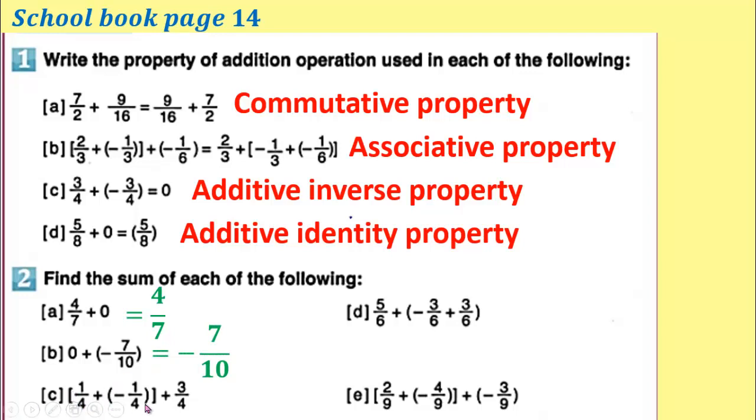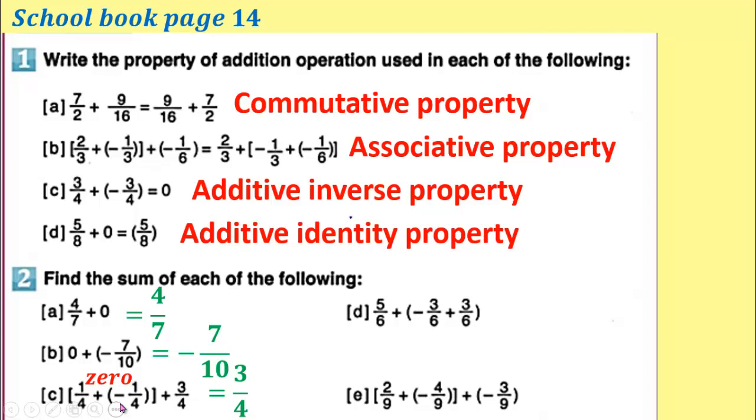Quarter plus negative quarter, they are grouped together, plus 3/4. I know that any number added to its inverse, the result is 0. So now I am doing 0 plus 3/4. 0 plus any number is the same number as it is. So number C is equal to 3/4.